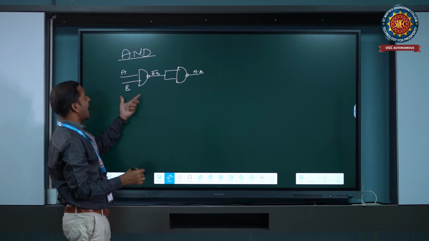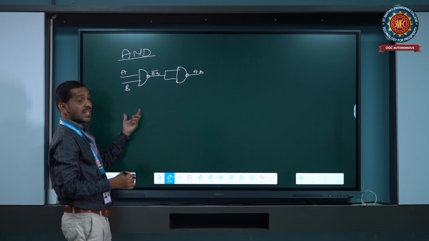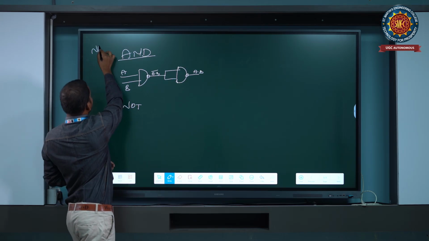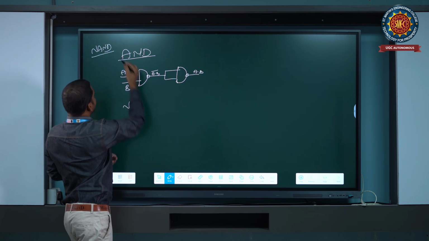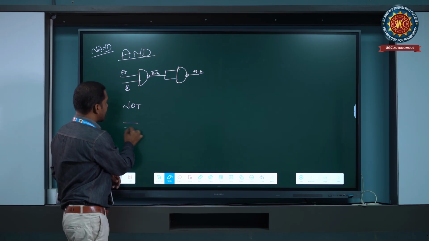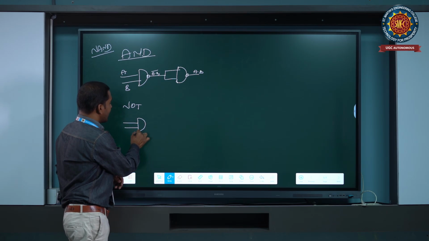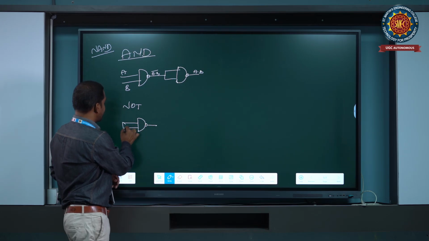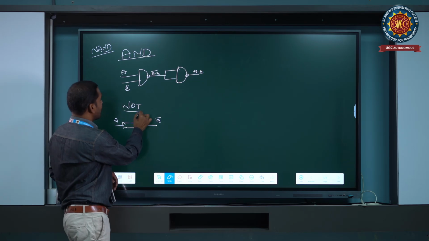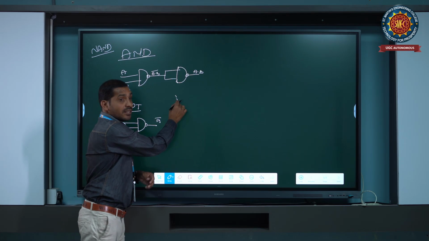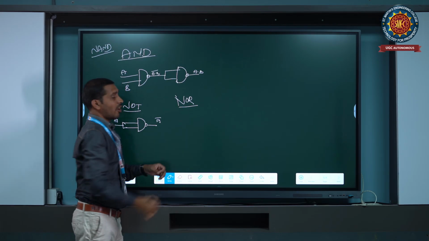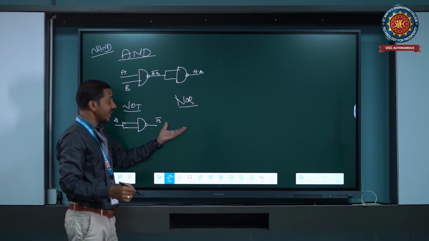Next one, the NAND gate using the AND gate and NOT gate. A single input NAND gate will act as a NOT gate, and the output is A bar. And the NOR gate is realized using three NAND gates.